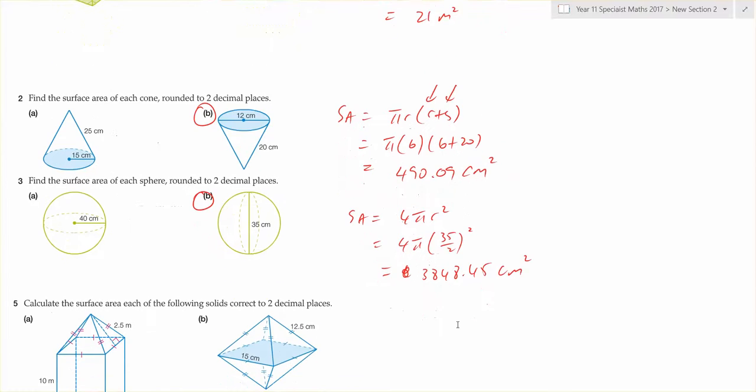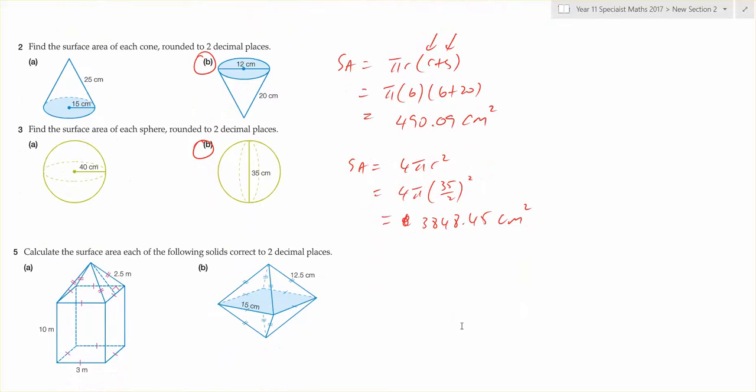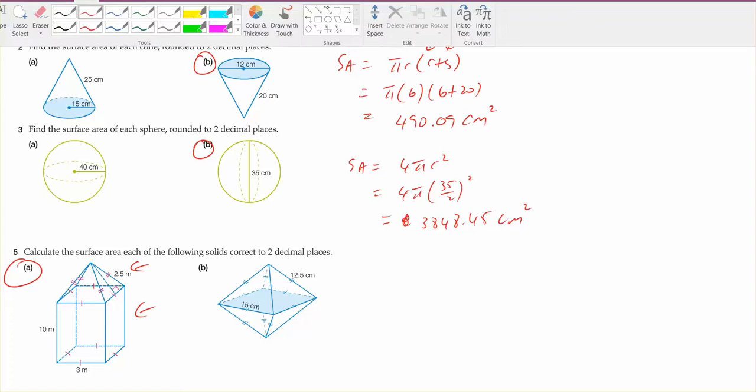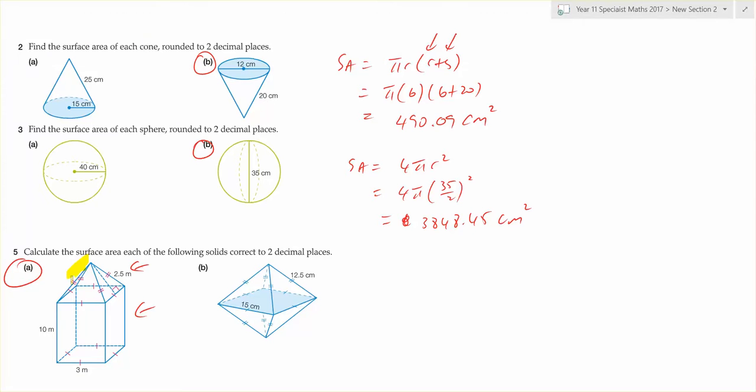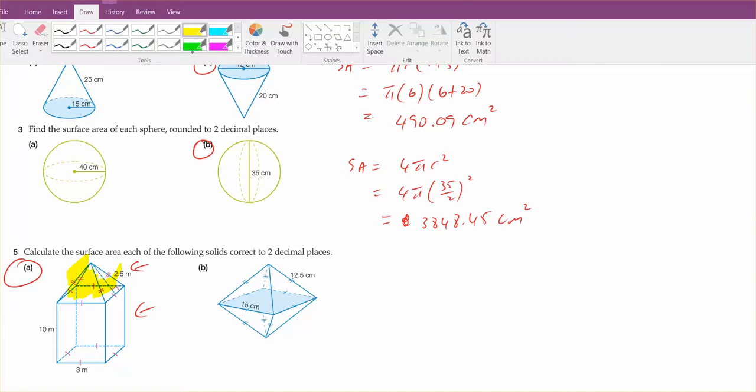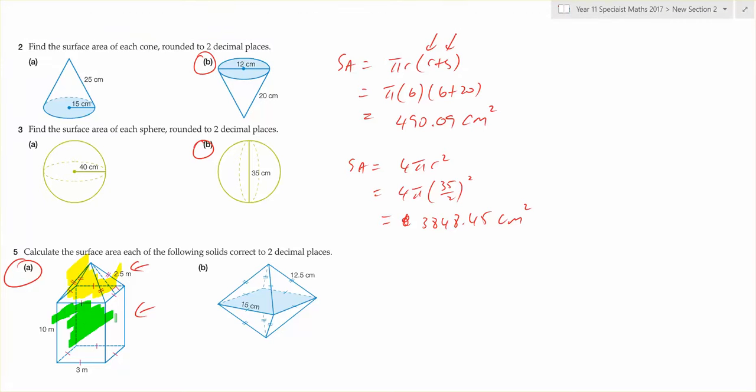Now, the more tricky questions are when you get composite shapes. This is an example of composite shapes. We'll do 1a. We've got two shapes: a rectangular prism and a pyramid at the top. Let's deal with the pyramid. So this is the pyramid, and the other part is the rectangular prism, which is down here. I'm going to deal with the pyramid first.